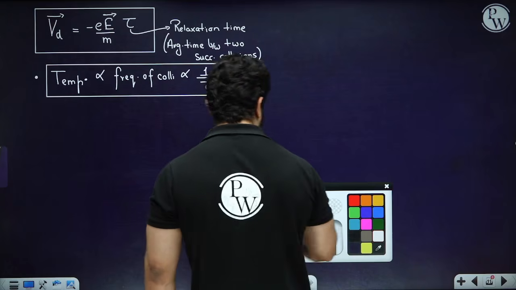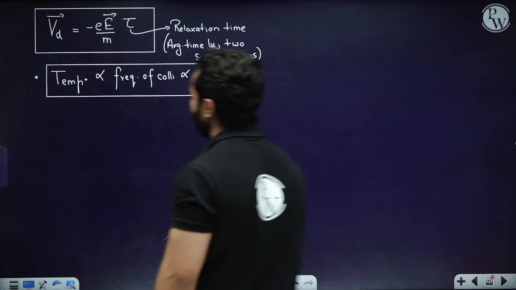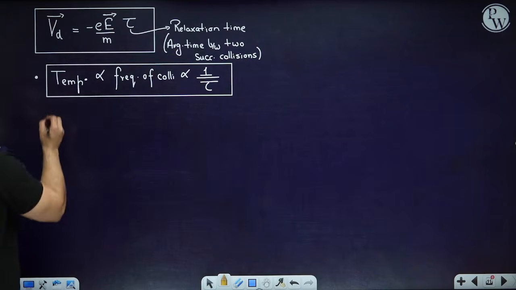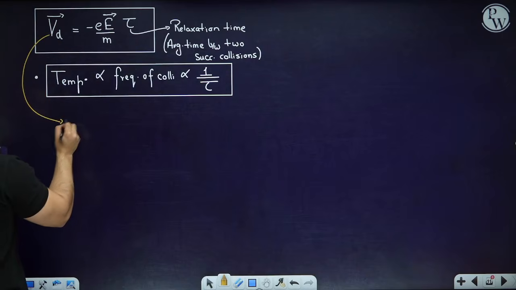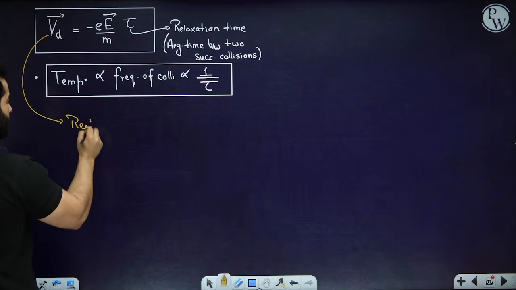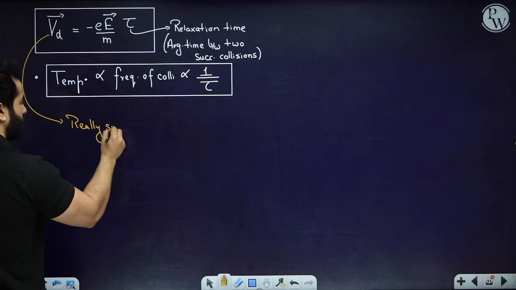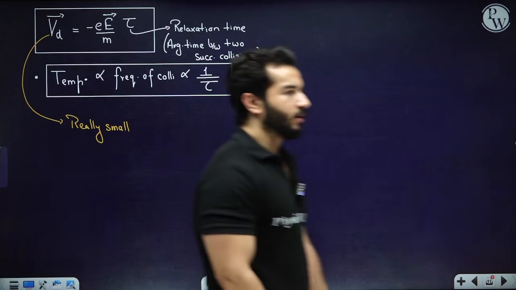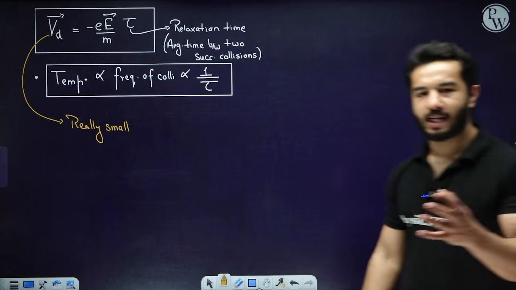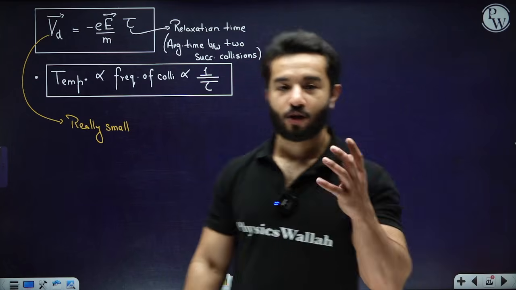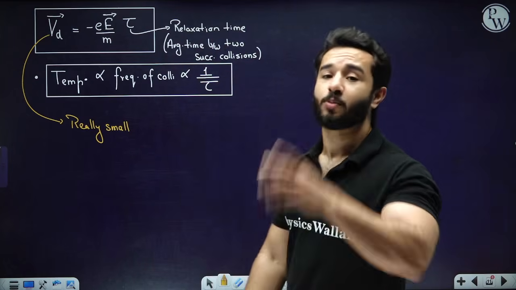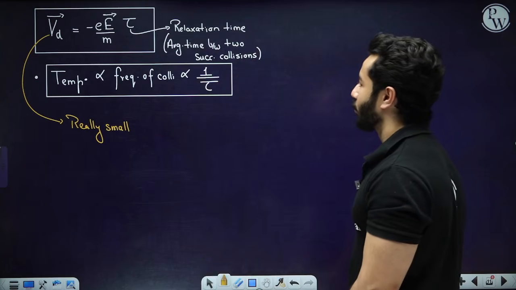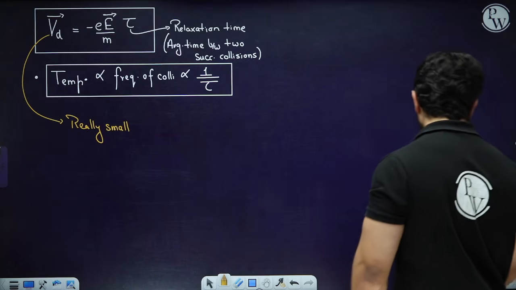After this, my dear friends, please also note that Vd is actually quite small. Really small. If you remember, when there was no electric field, the average velocity was of the order of 10 to the power 5. This is going to be of the order of 10 to the power minus 3, minus 4, something like that. Now, next, let's move on.